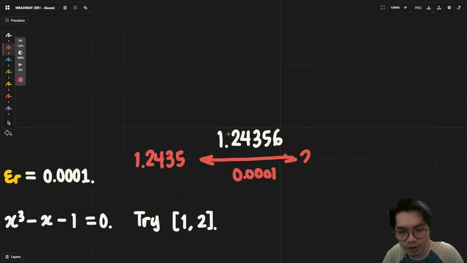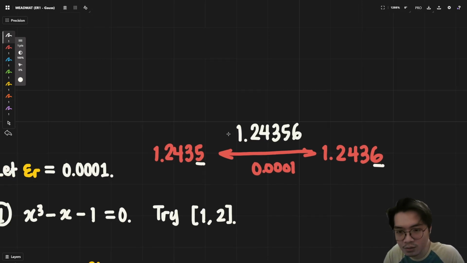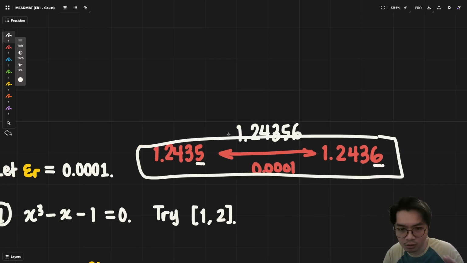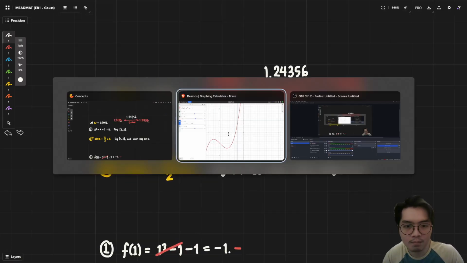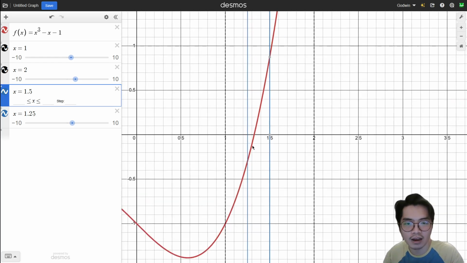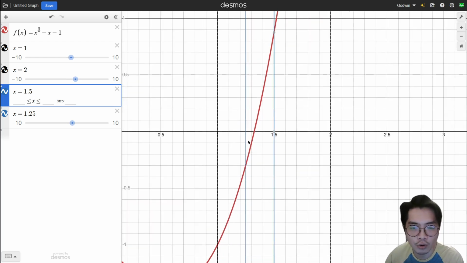So in this case, say, for example, if your bracket is 1.2435 and 1.2436, that is 0.0001 away from each other, and we will stop here because we're like, okay, this is close enough, right? This is accurate enough for what we want to do. So that is our goal for the bisection method. We will keep going. Currently, our bracket in here is 0.25.